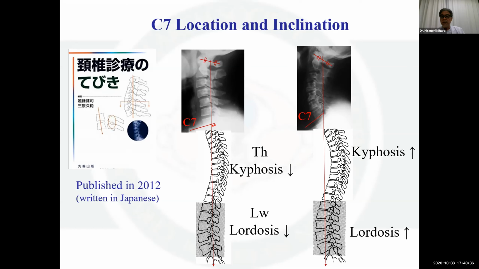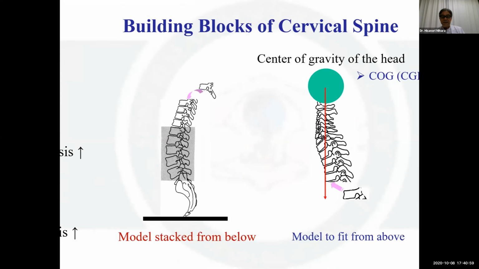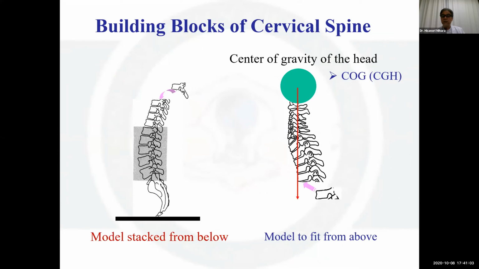However, nobody cited my theory because the book was written only in Japanese. In this textbook, I drew the vertical axis line from the midpoint of the anterior and posterior arch of the atlas. I believe this line is more important than the C2 prime line. So in the textbook, I also introduced two models of cervical spine construction. One was a model stacked from below, and the other was fitting from above. Whichever, we always need to recognize that cervical alignment has strong interaction with the lower spinal alignment. However, please remember the role of the cervical spine in supporting head gravity.